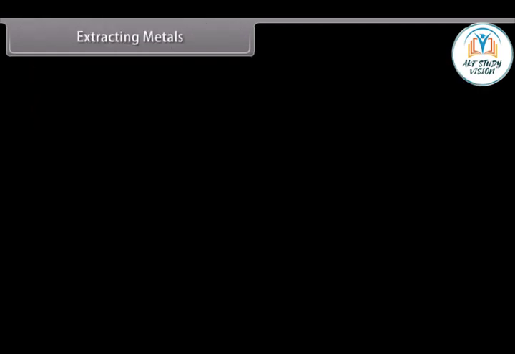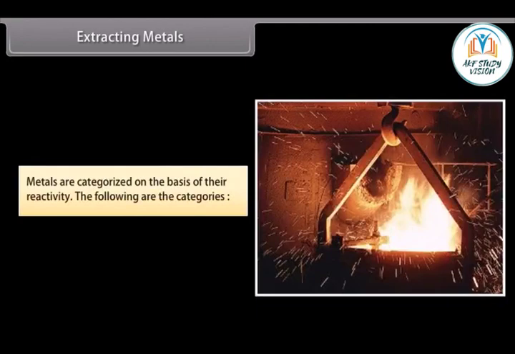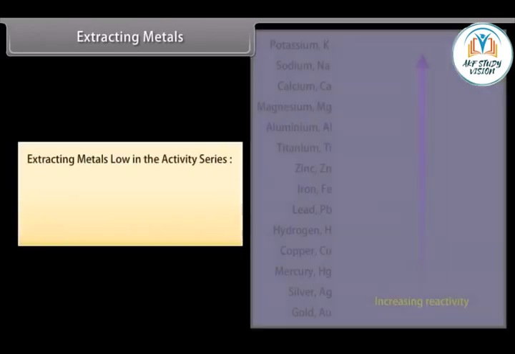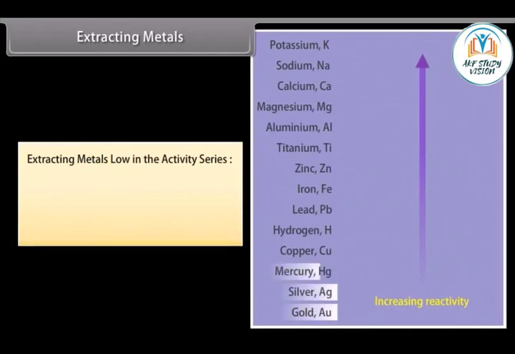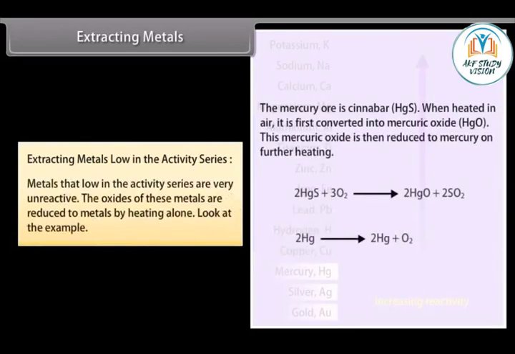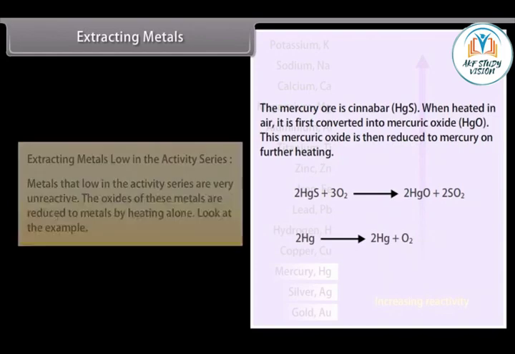Extracting metals. After the metals are separated from their ores, they are classified based on their reactivity. The following are the various categories of metals grouped as per their reactivity. Extracting metals low in the activity series. Metals that are low in the activity series are very unreactive. The oxides of these metals are reduced to metals by heating alone.